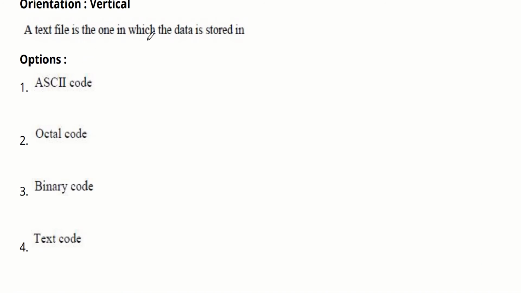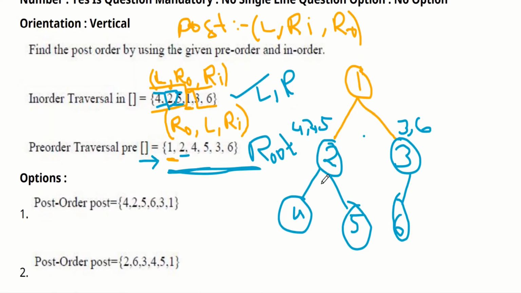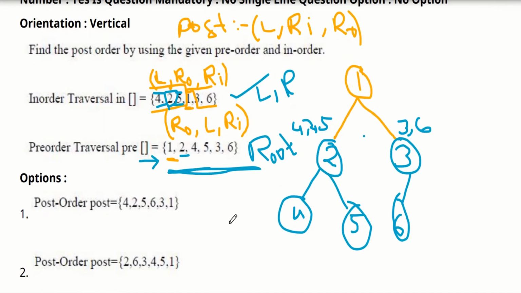A text file is one in which the data is stored in. Sorry, we did not find the post-order. We have just drawn it. Now let's find the post-order of it.